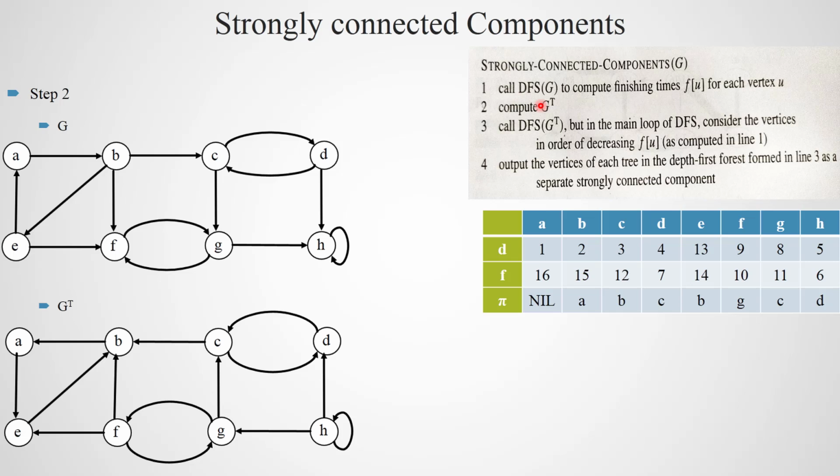Step 2 is to compute G transpose. So this is the input graph, and we have to compute G transpose. G transpose is nothing but changing the direction of each edge. Here there is an edge from A to B, so in G transpose it will be B to A. Here there is an edge from E to A, and here there is an edge from A to E. Similarly, all edges are reversed. So step 2 is to calculate G of T, which is nothing but reversing the edges in the input graph.